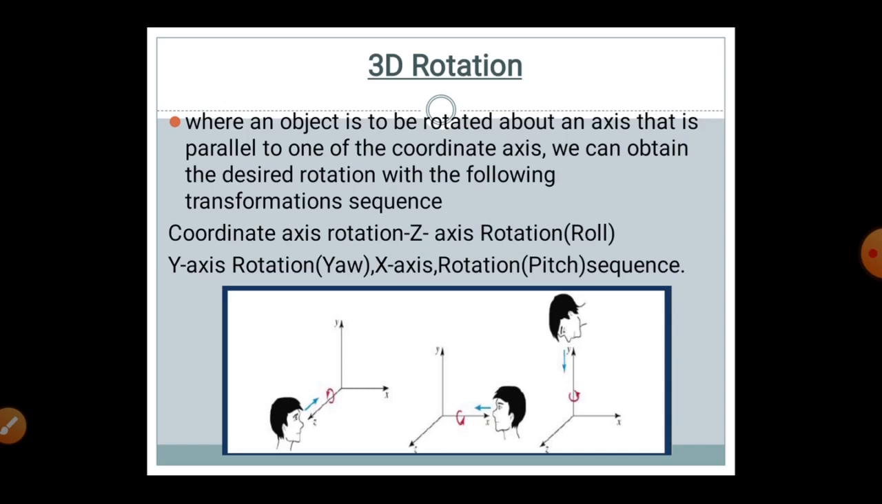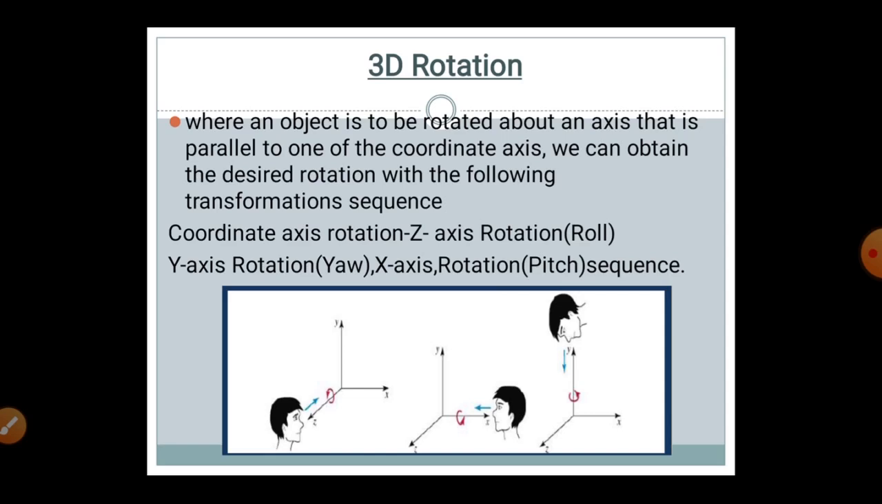Now come to the next, 3D rotations, where an object is to be rotated about an axis that is parallel to one of the coordinate axes. We can obtain the desired rotation with the following transformation sequence. Coordinate axis rotation: z-axis rotation, roll. Now in the first picture, if the person is moving in the z direction, you can see in this picture that when the z-axis revolves around itself, you can see only the y and x axes moving. Okay, so this is what they want to do. This is called 3D rotation. The rotation only occurs along a single axis.